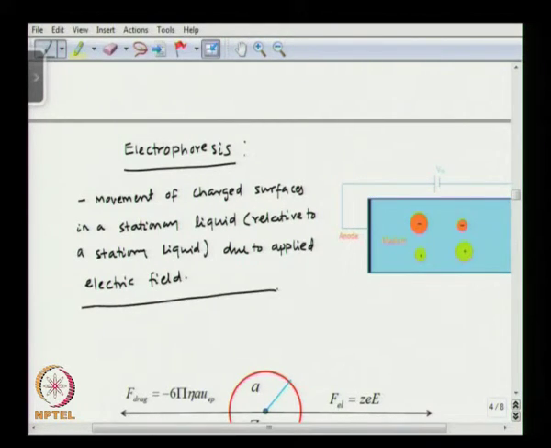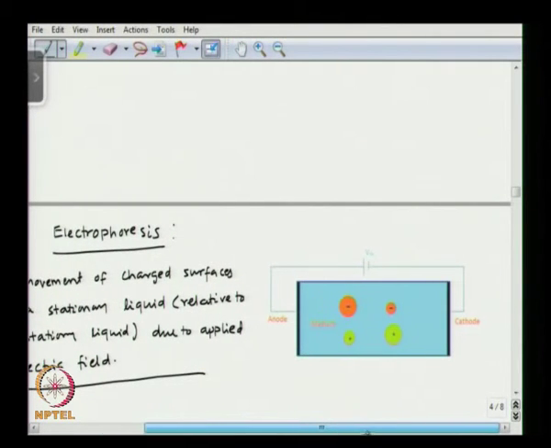Okay, so that is the definition of electrophoresis. Now, if you see here, we have a liquid medium, with the cathode here and the anode here. So the electric field is in this direction, and in the medium we have some charged particles, positive and negative. When you apply this electric field, the positive charged particles will try to migrate towards the cathode, and the negative charged particles will migrate towards the anode.